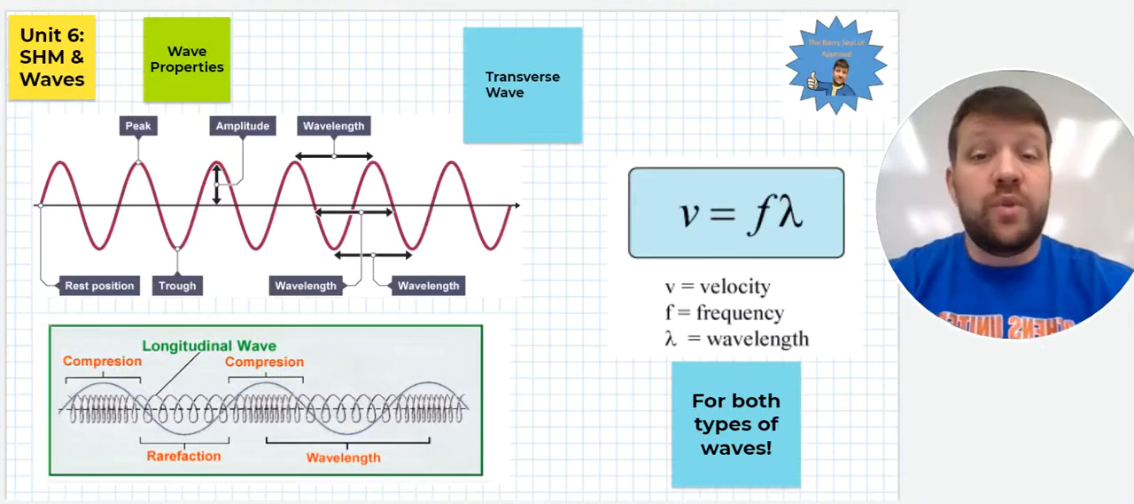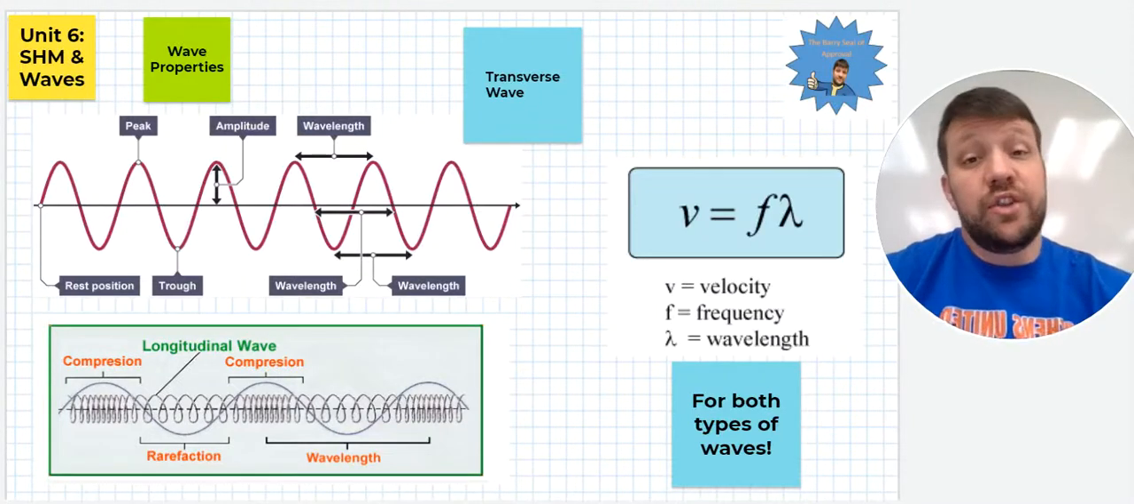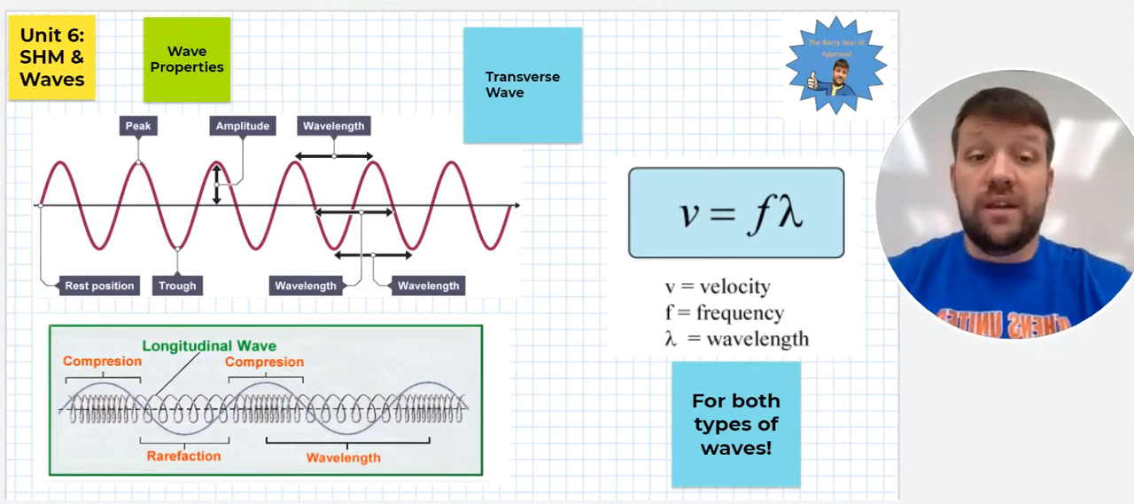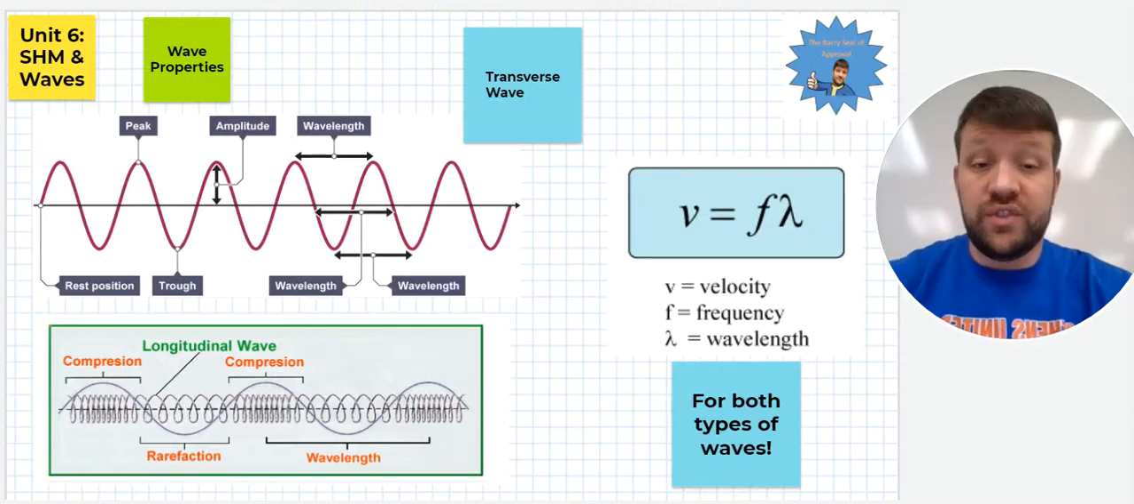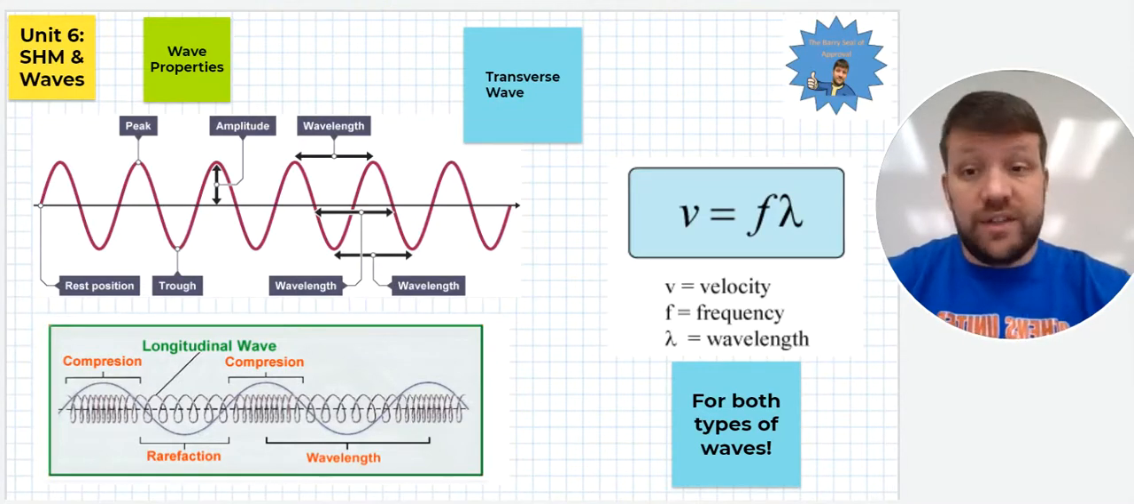I'm here today to give you a quick summary on our sixth unit for this class, AP Physics 1. This is simple harmonic motion and waves. So we're going to run through it quickly here, get you a summary of everything we've covered to this point. Let's get right to it.